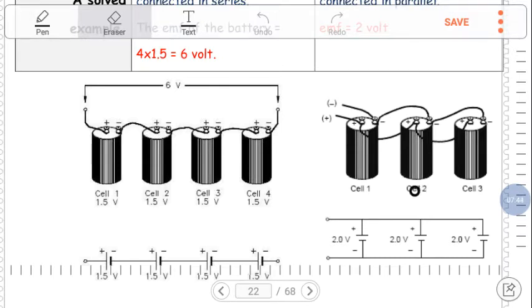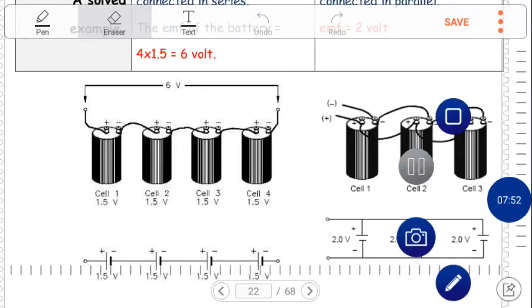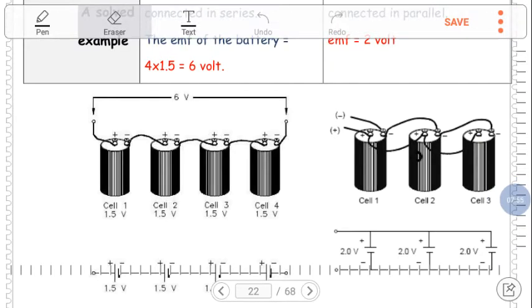And in the parallel connection, the positive of the first cell is connected to the positive of the second cell, which is connected to the positive of the third cell, and so on. So we have several wires or branching rods.